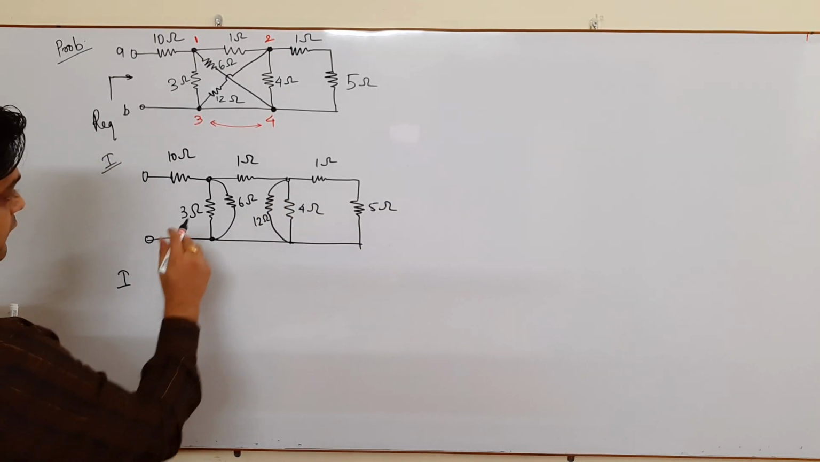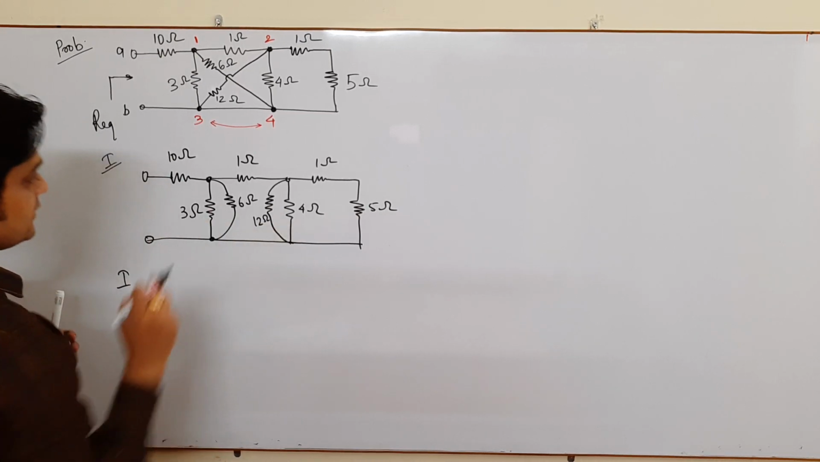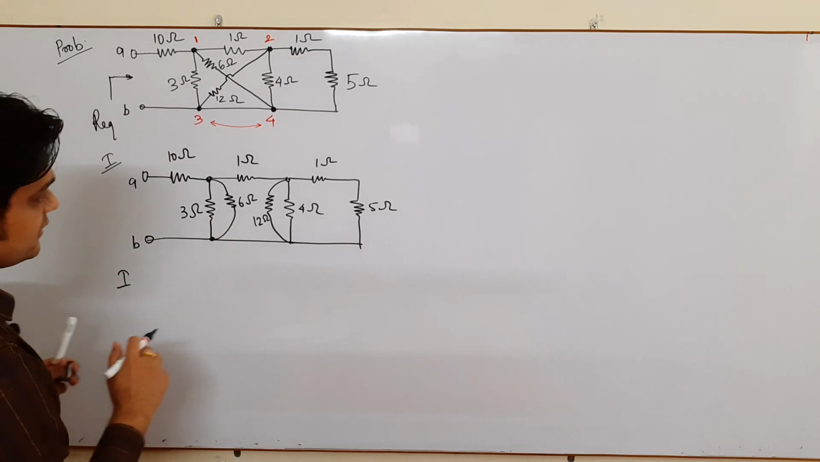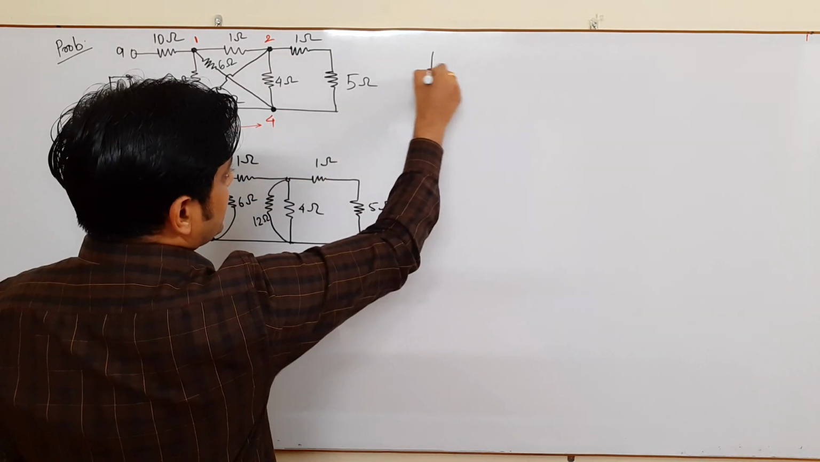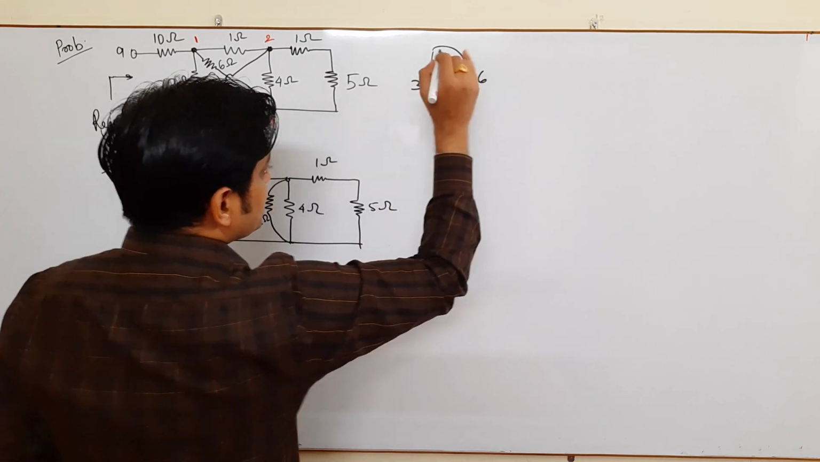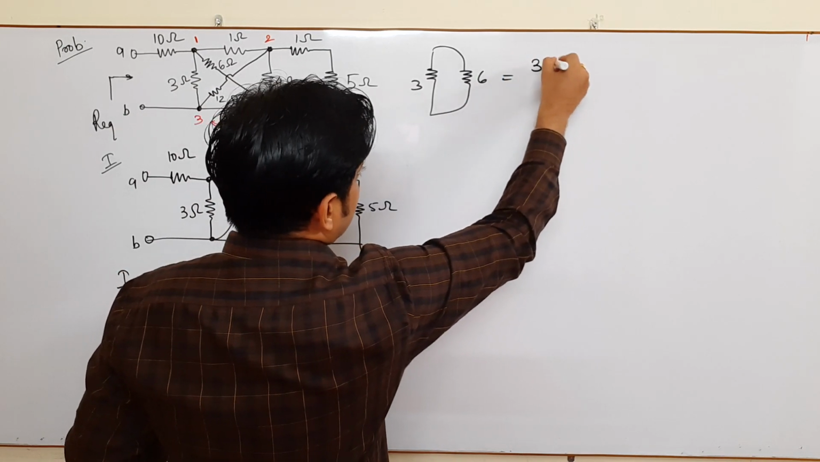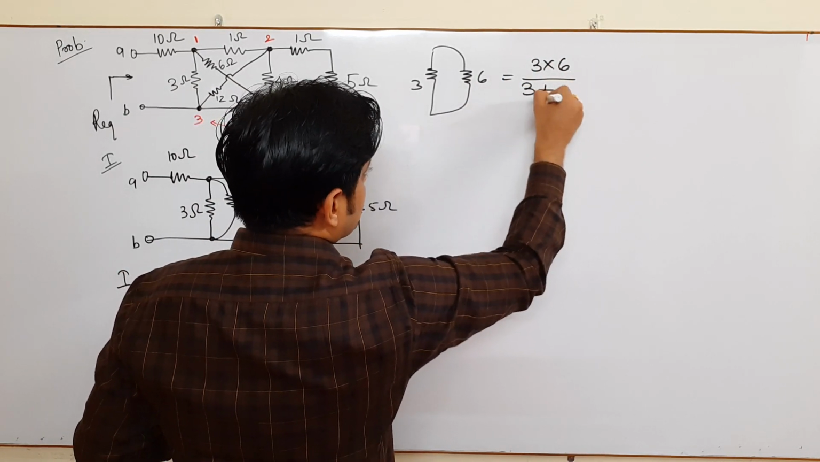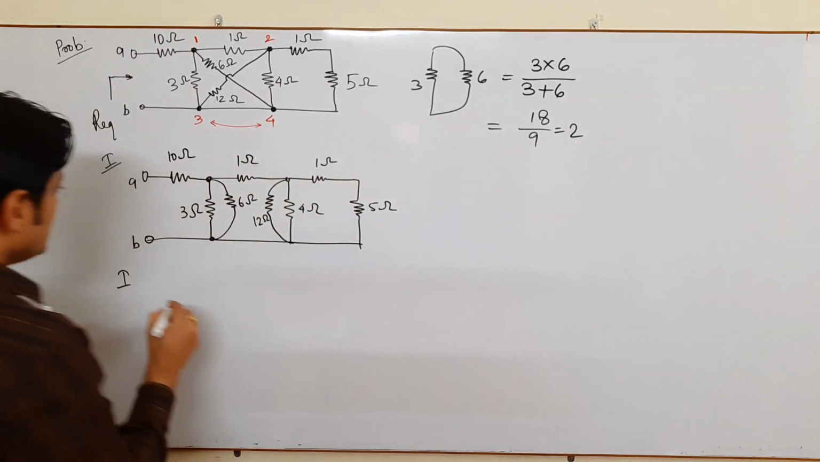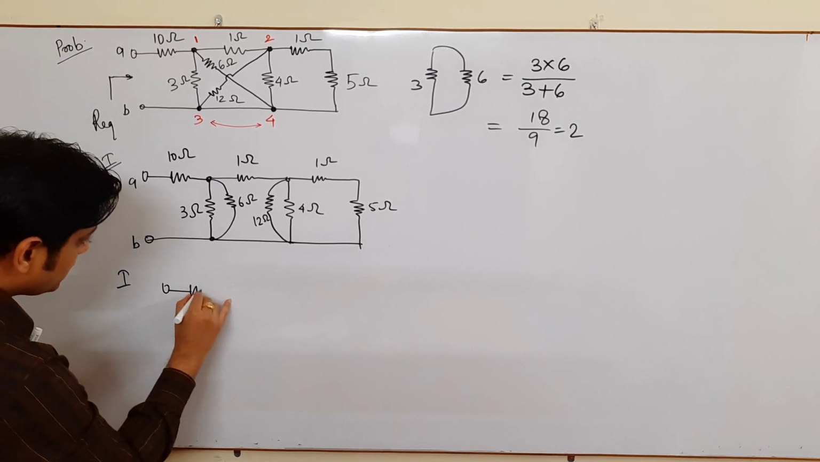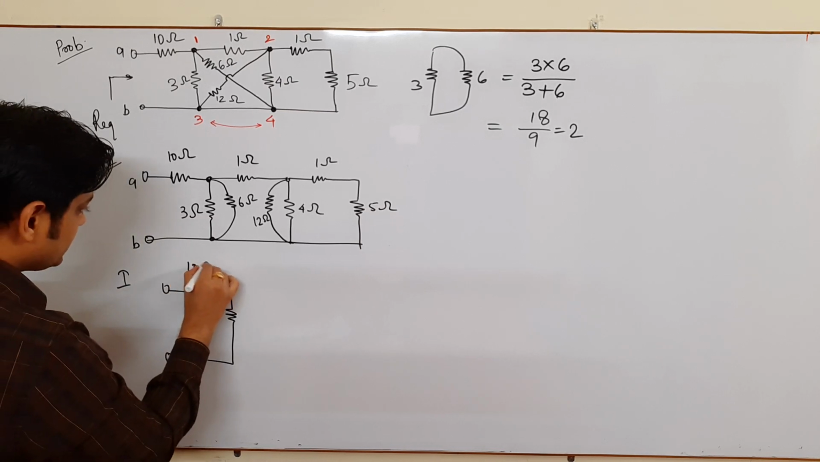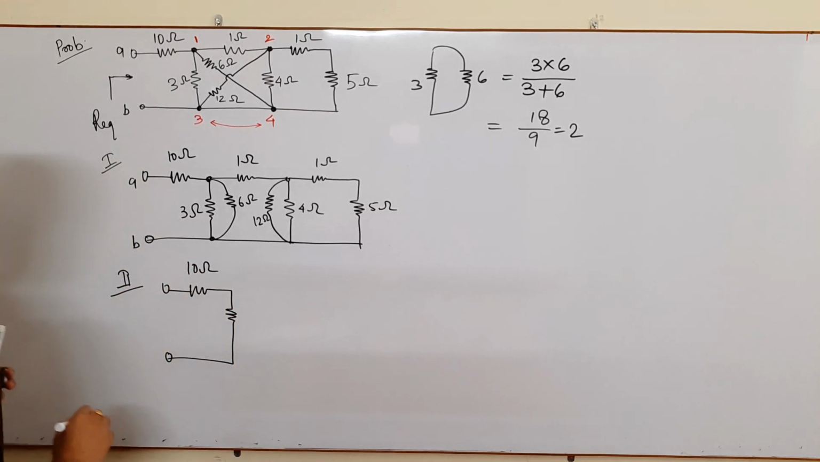If you see, these two resistances are in parallel. Can you find the parallel combination of these two resistances? If 3 and 6 is in parallel combination, you know how it is solved: 3 into 6 upon 3 plus 6, very simple. That comes to be 18 upon 9, that comes to be 2. So I can directly draw the network here as our next step, this is our second step.